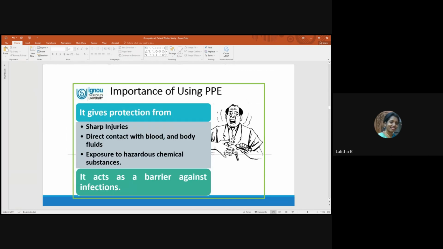Okay, now why do we need to use PPE? We all know it will protect from sharp injuries. It will prevent direct contact with blood and body fluids, and also exposure to hazardous chemical substances. So it acts as a barrier against infections or exposure to chemicals.